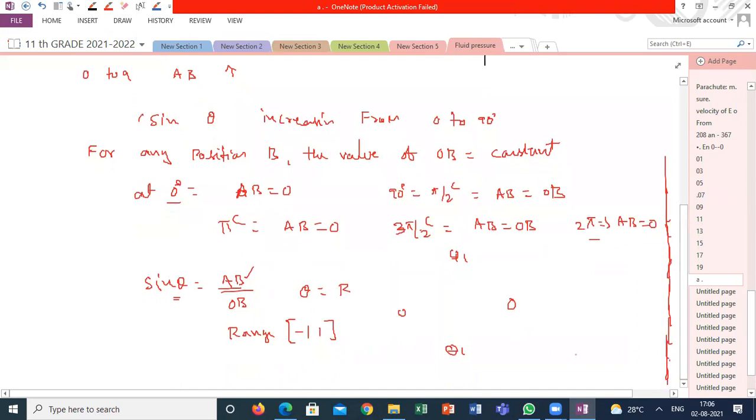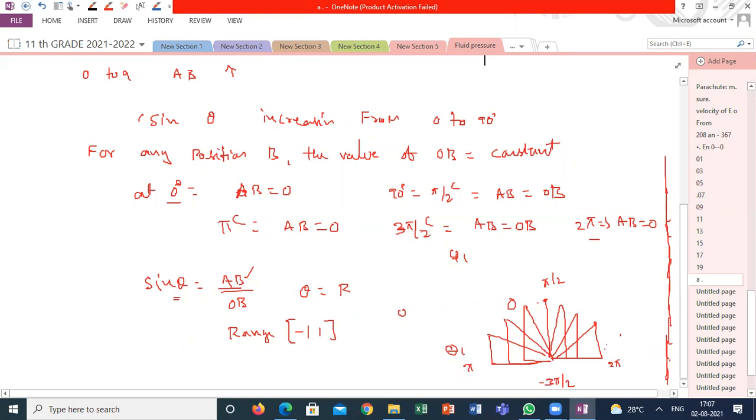Using this triangle, as the point varies, the triangle height is increasing. At 90 degrees, the height is maximum, where the adjacent side is 0. After 90 degrees, the height is decreasing. In these different triangles, your opposite side is increasing up to pi by 2, decreasing up to pi, increasing in the negative direction up to 3 pi by 2, and again decreasing up to 2 pi.